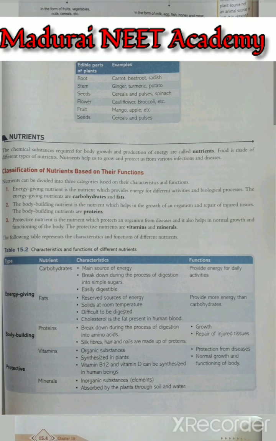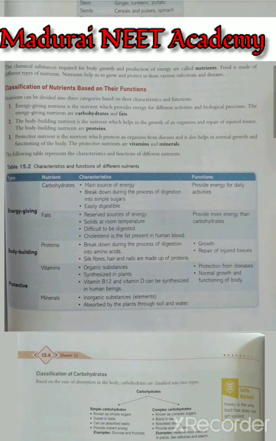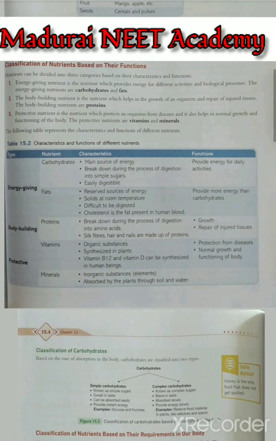So let's see the characteristics and functions of the different nutrients. Energy giving nutrients are carbohydrate and fat. Carbohydrate characteristics are, they give energy. It is the main source of energy, and it is obtained during the process of digestion and converted into simple sugar like glucose, and it is an easily digestible nutrient. So it provides the daily energy required for every individual.